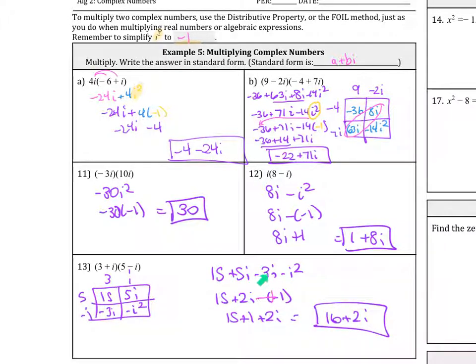So 5i minus 3i is 2i. So you get 15 plus 2i minus a -1. So that becomes a positive 1. So 15 plus 1 is 16, and then plus 2i.